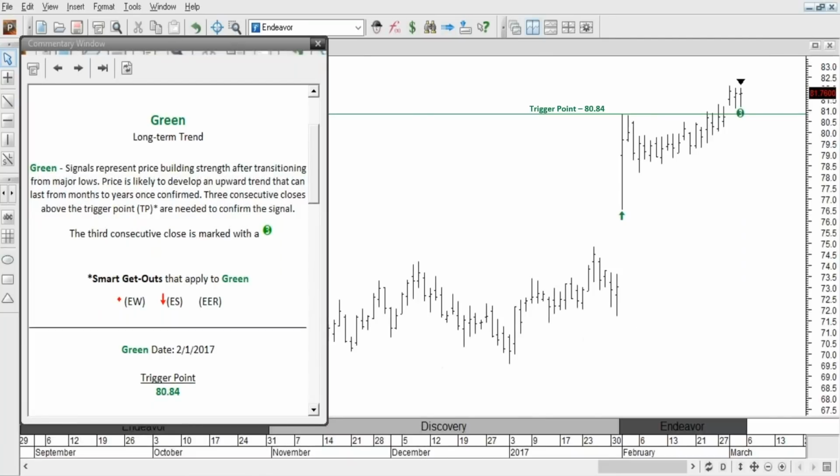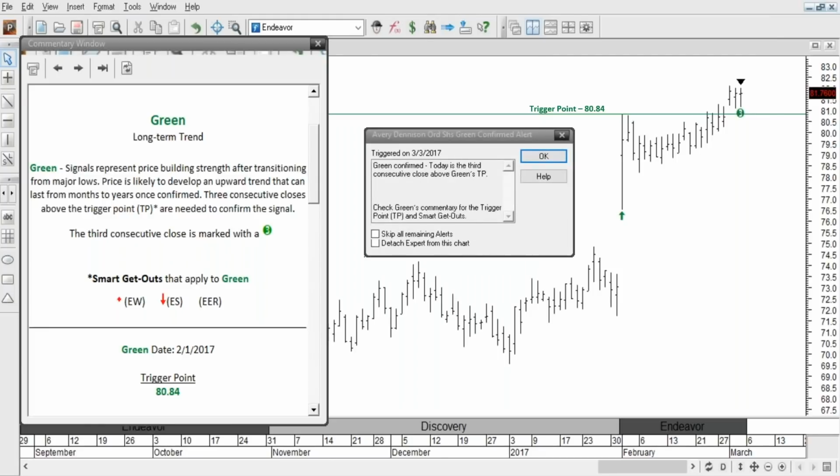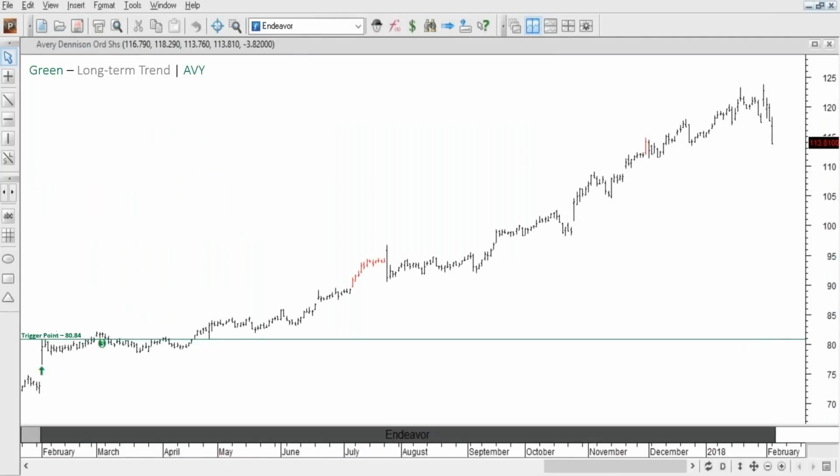You can see it took almost a month, but you get a green 3 icon above the trigger point, followed by a green confirmed alert box, telling you that today is the 3rd consecutive close above the trigger point, which means it's now safe to enter the trade and you should expect price to start its long-term upward trend. I'll move us forward in time again. And just as predicted, price makes a monster move up, making over 31% in 1 year. Not bad for a single trade.